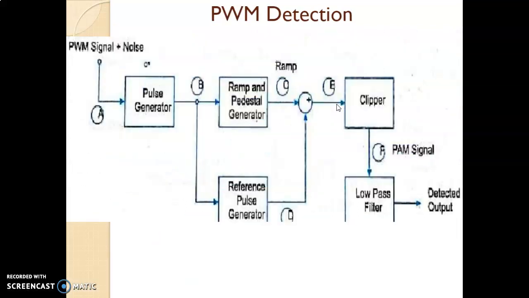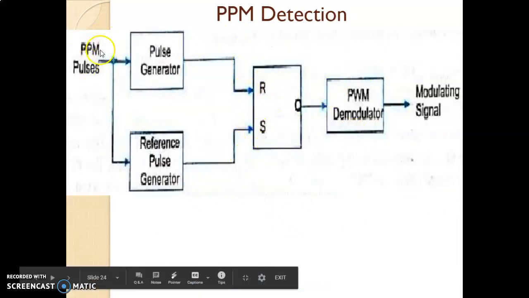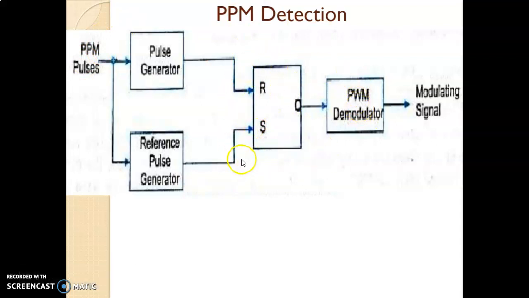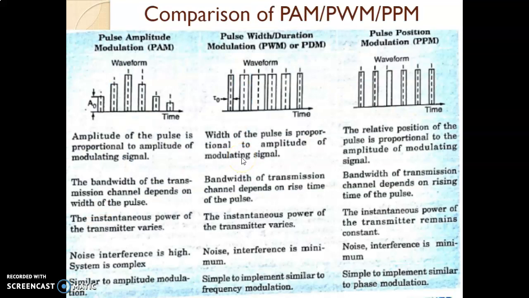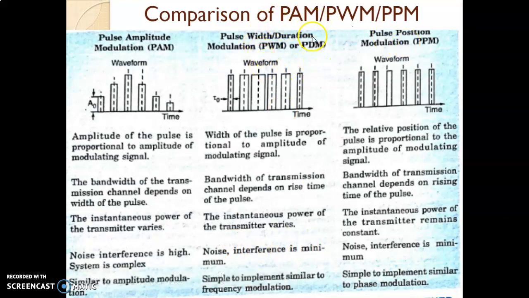For the PWM demodulator, this is the circuit and these are the waveforms, and for PPM, we are converting PPM to PWM with the help of an SR flip-flop. And this is the comparison between PWM, PAM, and PPM. The waveforms are important, the definitions are important, and the bandwidth requirement is important. The very important advantage which we get in PWM is that noise and interference are minimum in PWM and PPM. One more point: PWM is also called pulse duration modulation because the duration of the pulse is changing, so it is called PWM or PDM.